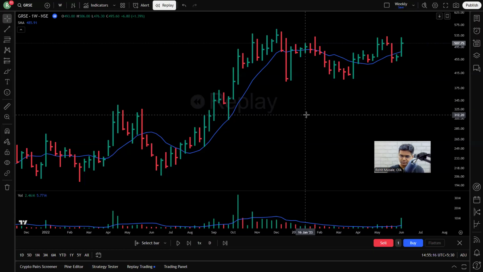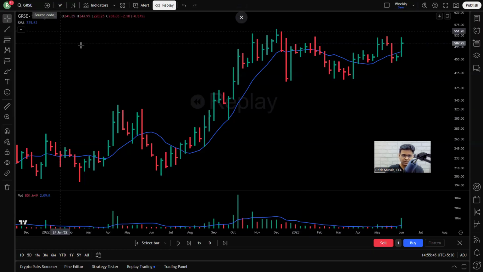However, in this chart, I want to show you some elements of VCP, which Mark Minervini discusses in his book, Trade Like a Stock Market Wizard or Think and Trade Like a Champion. If you read those two books carefully, occasionally you will find weekly charts as well there. And the VCP is shown on the weekly chart as well. So this is the chart of GRSC. This is a weekly time frame chart.